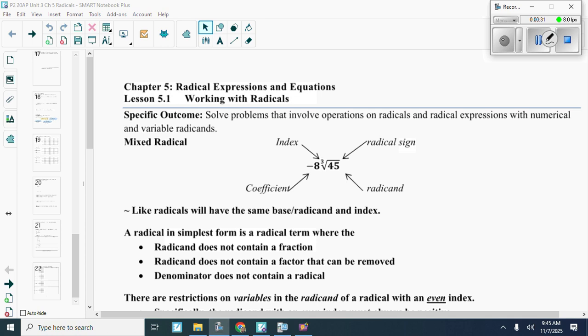And then, of course, you have your index. So if there isn't a number written in that index spot, what do we assume it to be? Yeah, 2. We're going to assume that it's a square root. Otherwise, you could have a cubed root, fourth root, and any root.